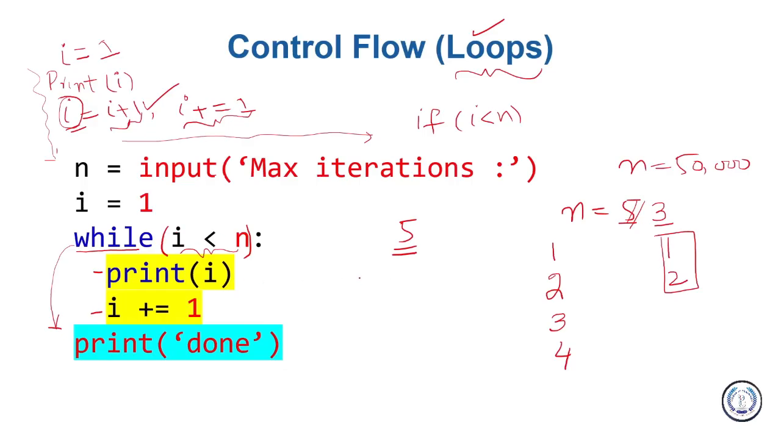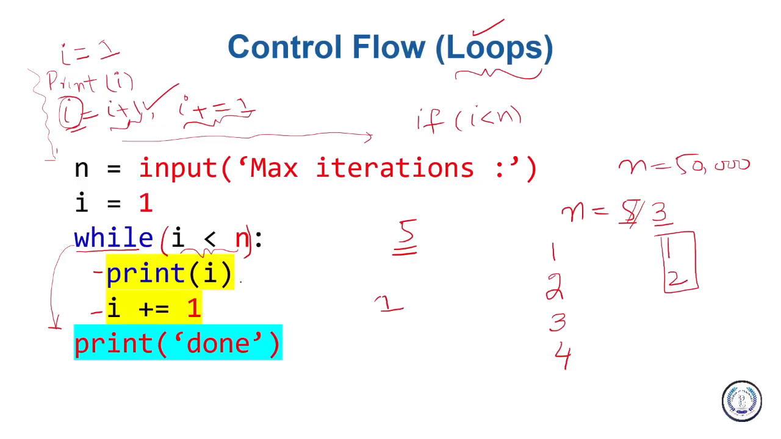You print I. The value of I is 1. So that's what you print. You print 1. Then you change I. You increment I with 1. That means I equals I plus 1. So I becomes 2. Now the body of the loop finishes. That's the whole body of the loop. The body of the loop can have many statements, a whole block of code.